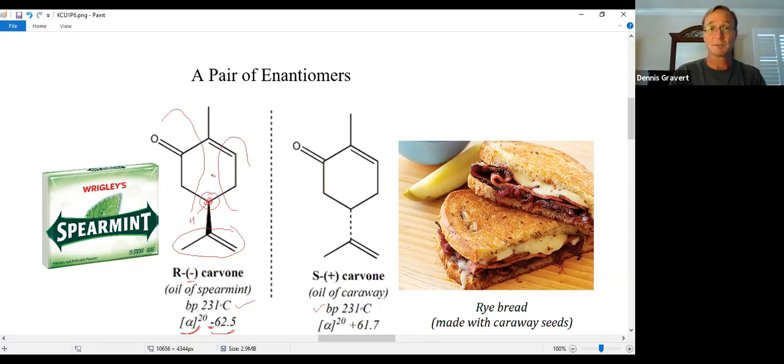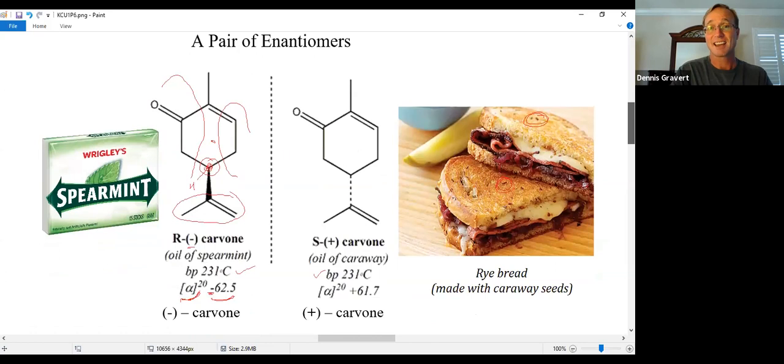You take the enantiomer, the mirror image, and that actually comes from caraway seeds. Here, I think it's a Reuben sandwich made with rye bread. You can see little seeds. Those are caraway seeds, and it has a distinct flavor. If you bite into just the bread here, you'll say, that's rye bread, not white bread or wheat. It has a cool fragrance, a cool taste. I would not say it's minty though.